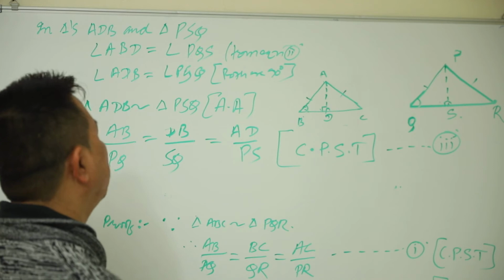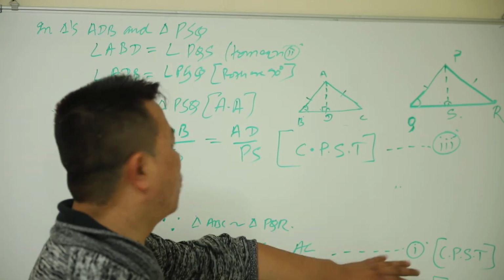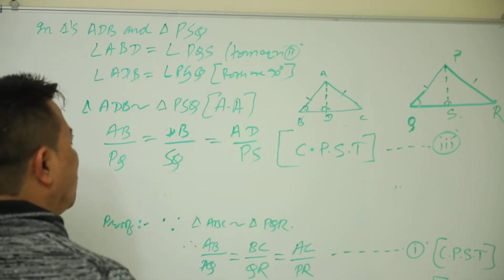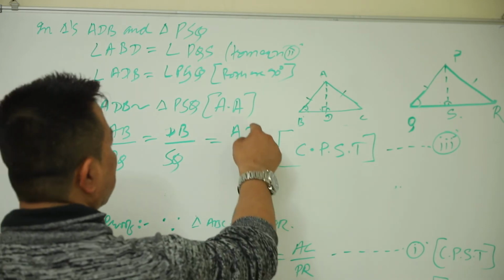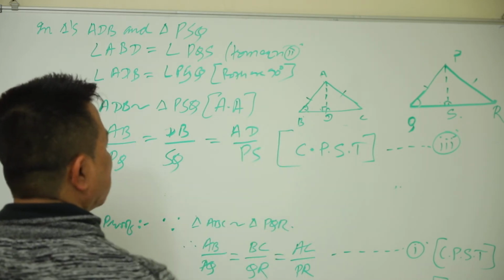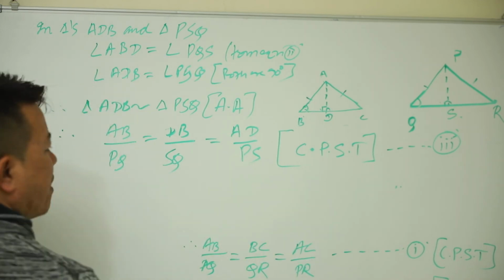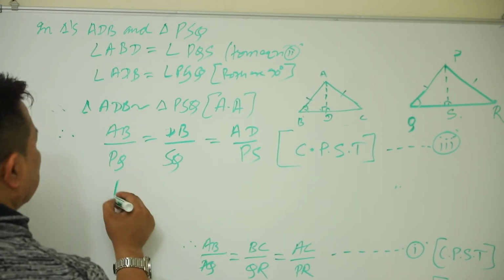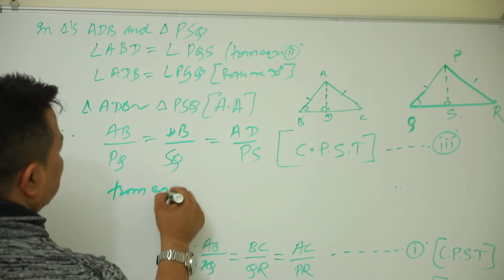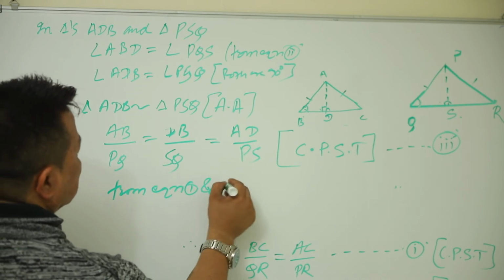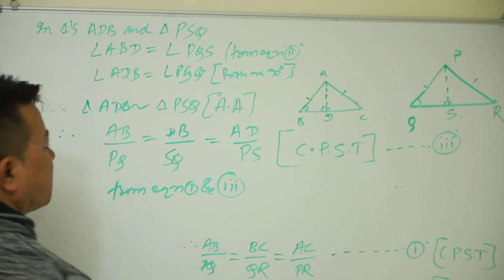But what we need is, from equation number 1 and equation number 3, you take the necessary part. That means what part do you need the most here? AD by PS. So you can write now from equation 1 and equation 3.